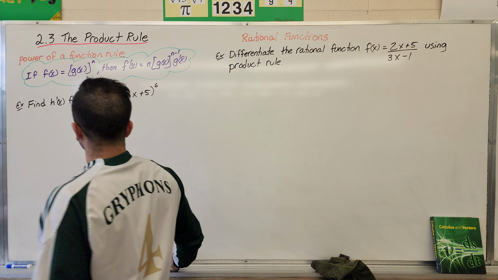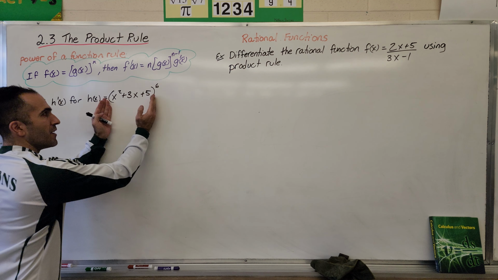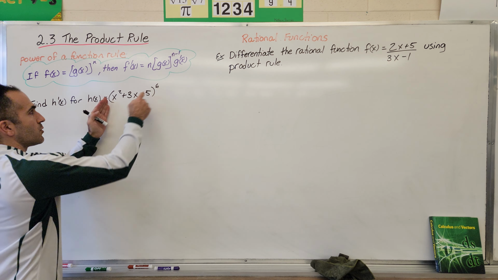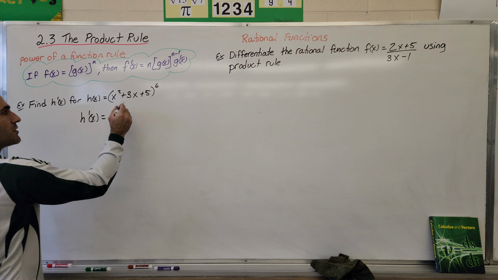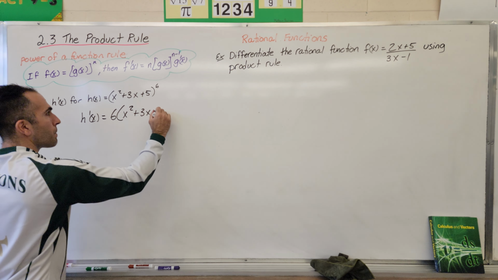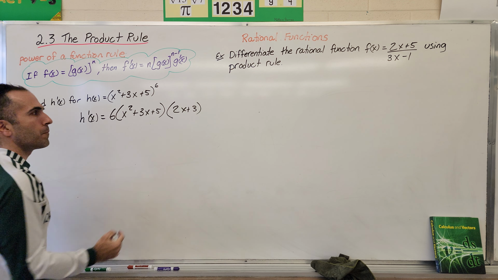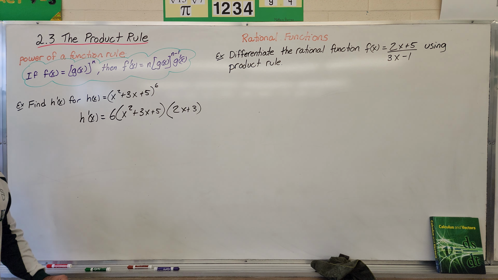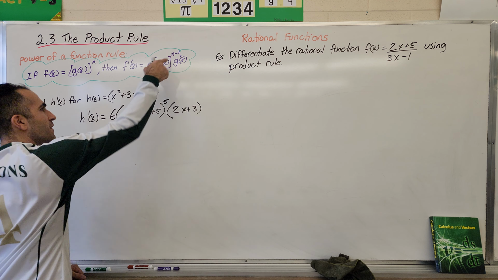So if I want to find h prime at x for this function that is a function to a power, what I have to do is say, well, h prime at x is 6 times the function times the derivative of the function, to the power of 5. Forgot it there and here.